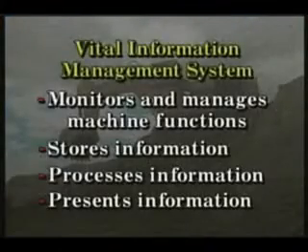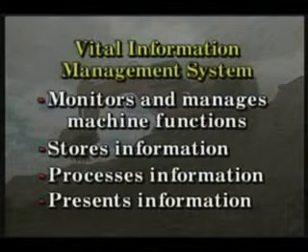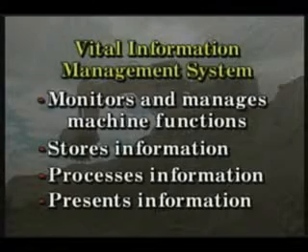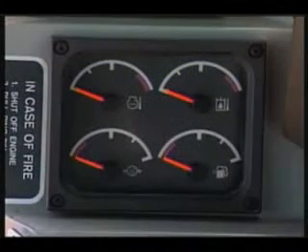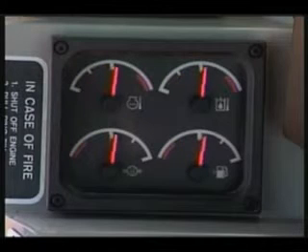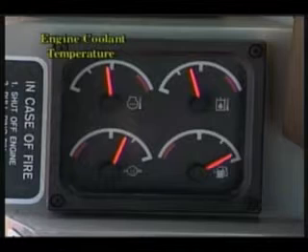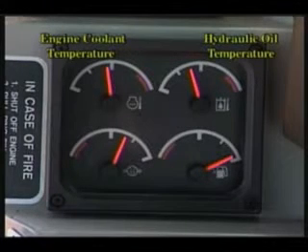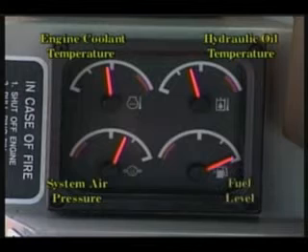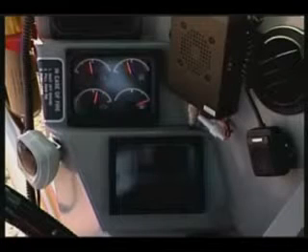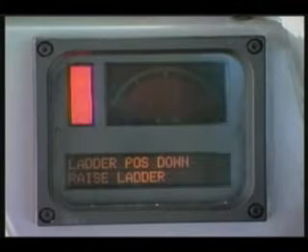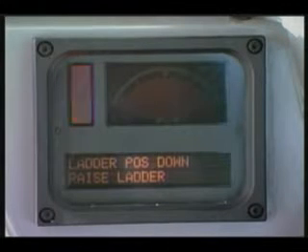Another onboard computer system, VIMS, monitors and manages machine functions as well as stores, processes, and presents critical information. VIMS constantly shows you machine status through the gauge panel. This panel displays engine coolant temperature, hydraulic oil temperature, system air pressure, and fuel level. Right below the gauge panel is the VIMS Message Center. The Message Center contains an alert indicator light that will come on whenever the computer senses unusual conditions or potential problems.